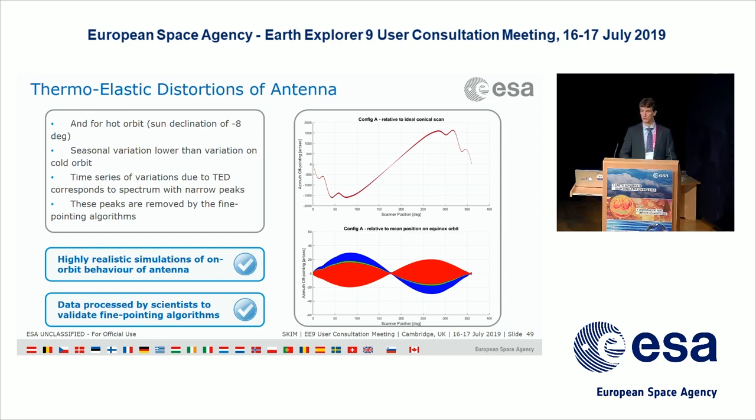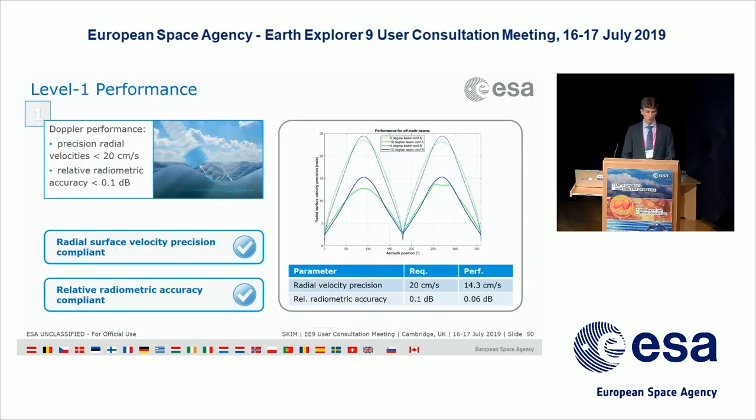So now I would like to conclude the talk with a summary again of the requirements and how we're doing to meet those requirements. On the radial surface velocity precision, we're showing here a supplier model. The curves, the solid and the dashed curves, are for the 12 and the 6 degree beam. And as you can see, we are compliant everywhere. And also we are compliant on the relative radiometric accuracy within a footprint.